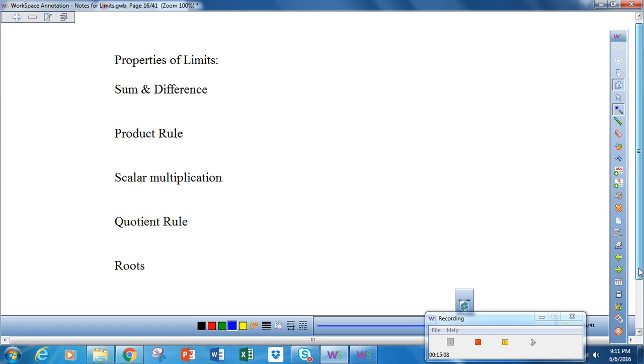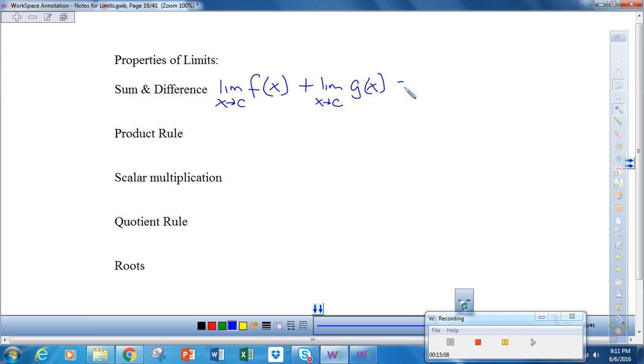All right, the properties of limits. It's basically this: the sum of the limits is the limit of the sum, which means the limit as x approaches c of f of x plus the limit as x approaches c of g of x can be written as the limit as x approaches c of f of x plus g of x. So the sum of the limits is the limit of the sum.